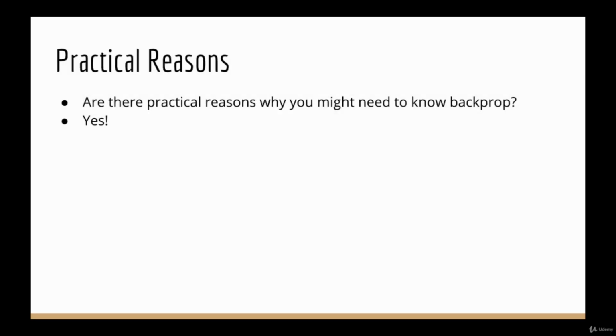Now, other than this very big reason to learn backpropagation, you might wonder, are there other reasons? Maybe all you want to do is build deep learning systems and you don't really care about how they work internally. And the answer is yes. There are some very practical reasons where it's better for you to understand backpropagation than to not. So let's go over some examples.